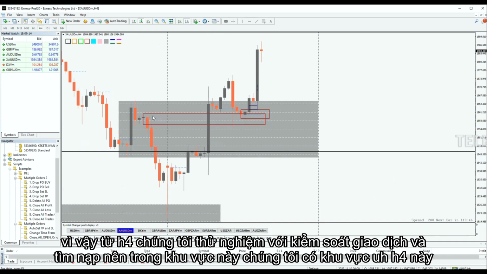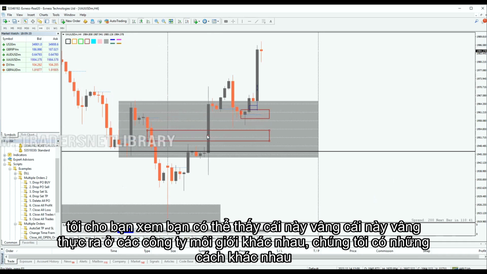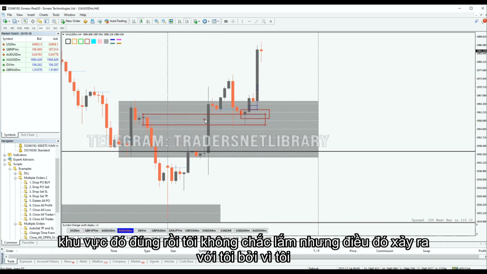In this zone, we had this H4 zone. Let me show you. You can see this EF. Actually, in different brokers, we had different zones there, right? I'm not sure, but it happens.